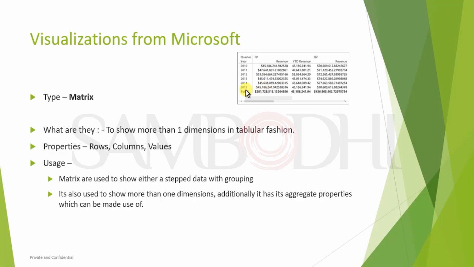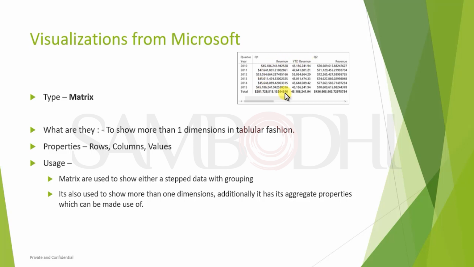Let's have a look at the new visualization, which is matrix visualization. Matrix visualization is usually used to show more than one dimension in a tabular fashion. If you look at this example, you have a year, which is represented over here, that has a dimension known as quarter, which is shown over here, and it has another value. Within that quarter is a revenue and YTD.